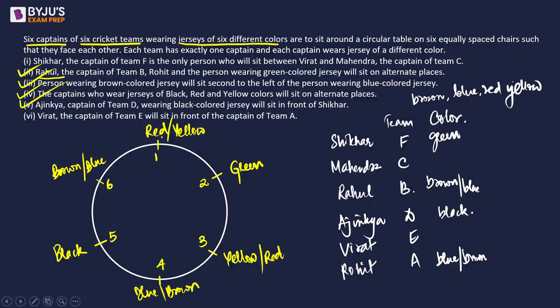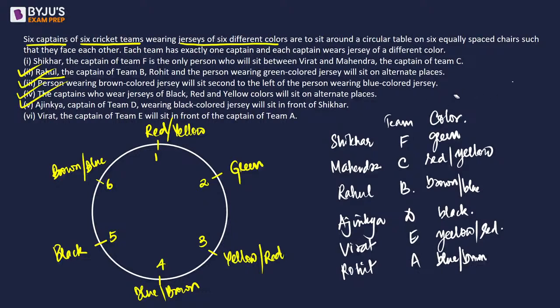Next, Virat, the captain of team E, will sit in front of captain of team A. So E and A, they sit in front of each other. So if this is A, this is where Virat is going to sit, and accordingly he will pick up red or yellow. So the only thing that now we can say is red or yellow for Mahendra, and accordingly yellow and red for Virat. Okay. So we really cannot figure out much, right?